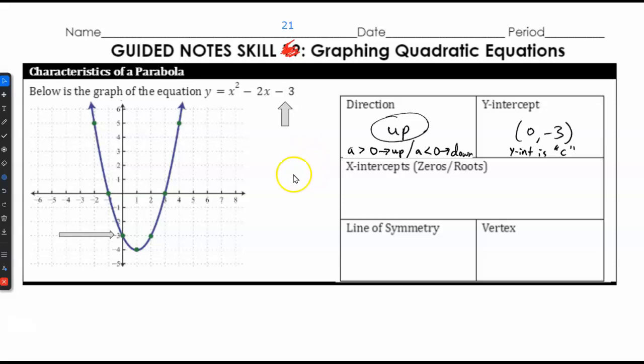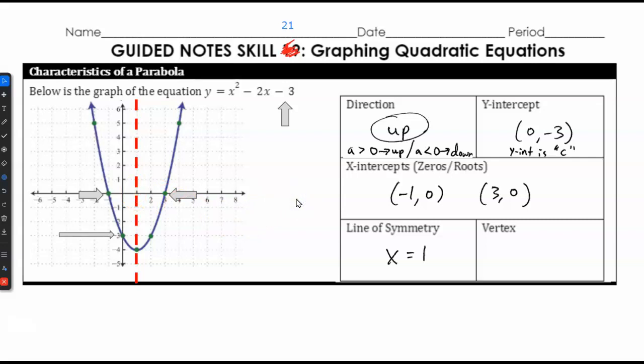We also have x-intercepts, known as zeros, and roots. They're here, and there are 2 of them usually. Sometimes there's 1, sometimes there's none actually. These are (-1, 0) and (3, 0). We have a line of symmetry that goes right down the middle, and it's always an x equals equation. This one happens to be x equals 1. And then the vertex is always the highest or lowest point of the function. This one happens to be (1, -4).